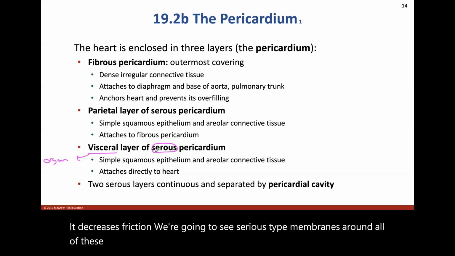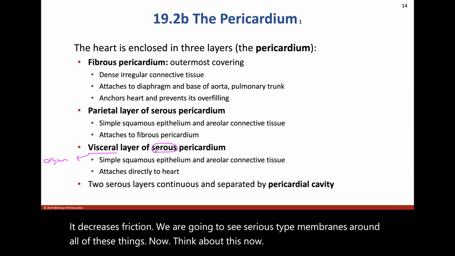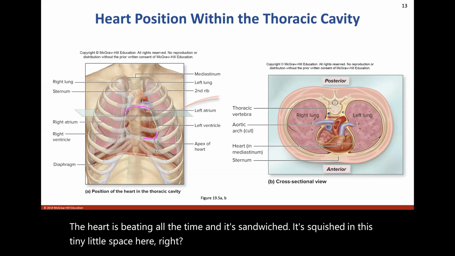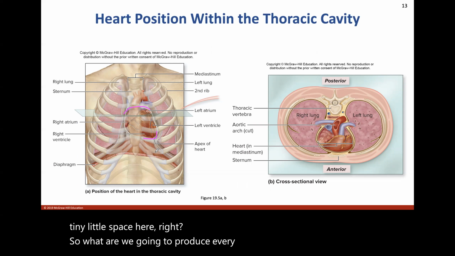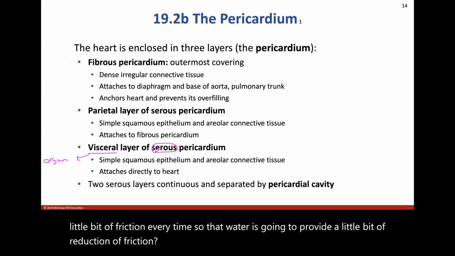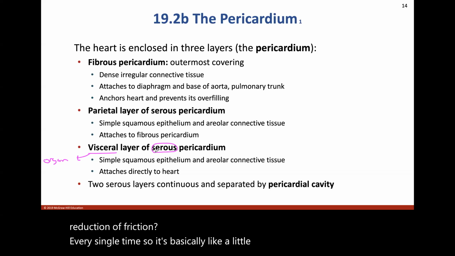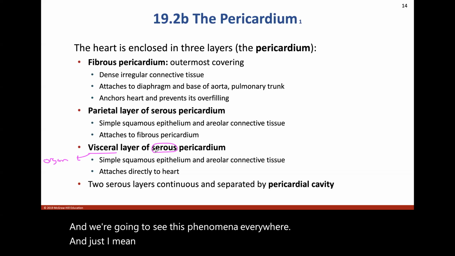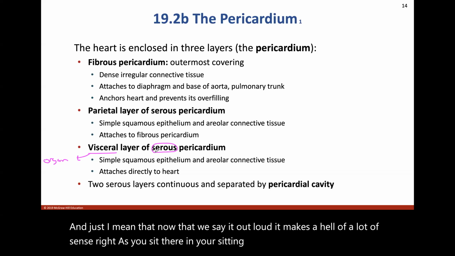Now, think about this. The heart is beating all the time, and it's squished in this tiny little space, right? So what are we going to produce every time? We're going to produce a little bit of friction every time. So that water is going to provide a little bit of reduction of friction every single time. So it's basically like a little lubricant. And we're going to see this phenomenon everywhere. Now that we say it out loud, it makes a hell of a lot of sense, right?